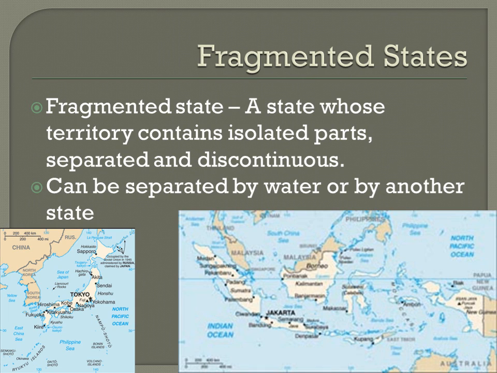A fragmented state, as the name suggests, has fragments, so you have pieces. A fragmented state is a state whose territory contains isolated parts, separated and discontinuous. So they're non-contiguous. They're not touching. It could be separated by water. Both examples at the bottom are separated by water, Japan on the left and Indonesia on the right, but it could also be separated by another state, with some of the examples that we'll see later tonight.